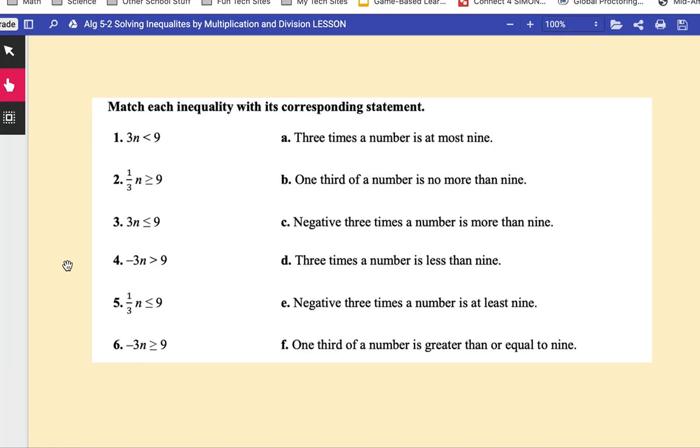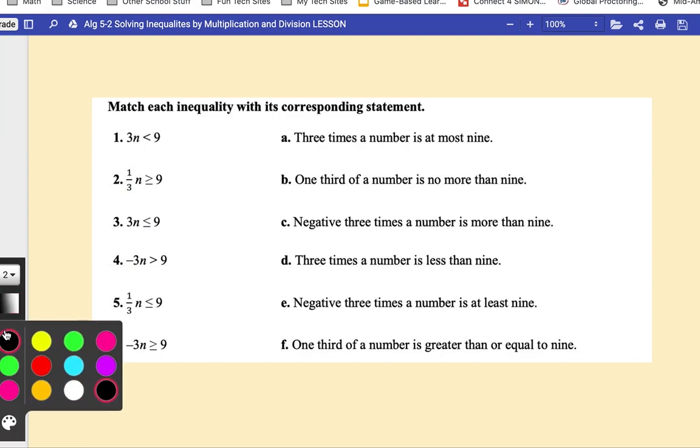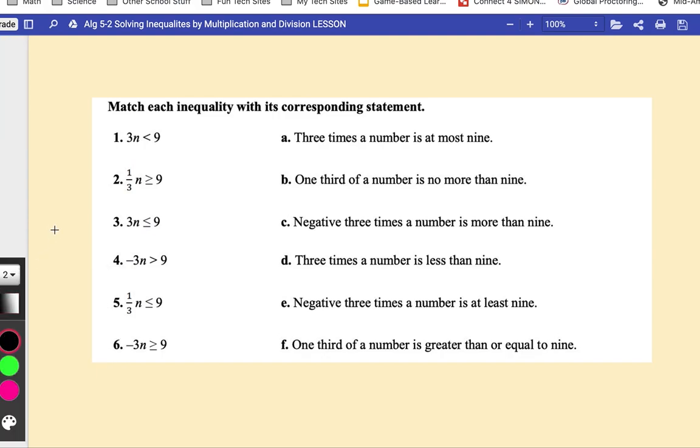What we're going to do is introduce a concept here. The first thing we're going to do is look at these problems and see what matches up with what, all right? So it says match each inequality with its corresponding statement, okay?